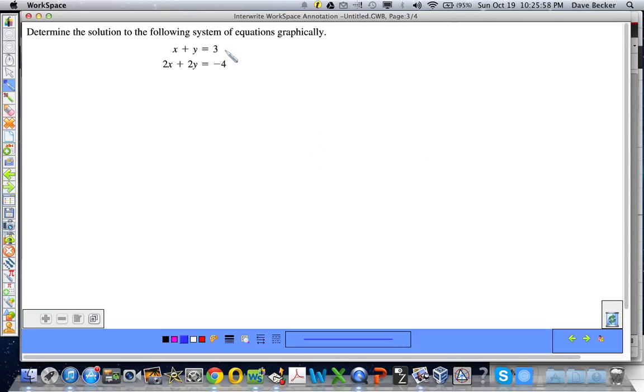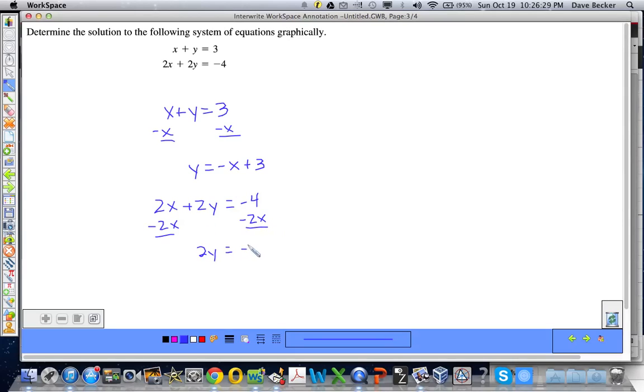Okay, so I'm going to change x plus y equals 3. Subtract x from both sides, and that becomes y equals negative x plus 3, because you can't combine these. Okay, and then we have 2x plus 2y equals negative 4. I'm going to subtract 2x. So then I have 2y equals negative 2x minus 4. And I'm going to divide everything by 2.